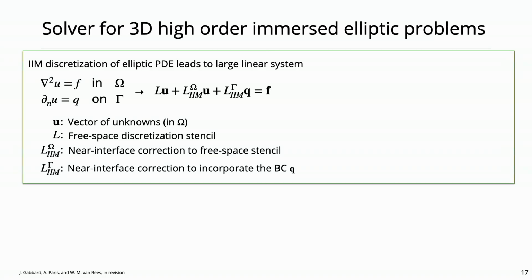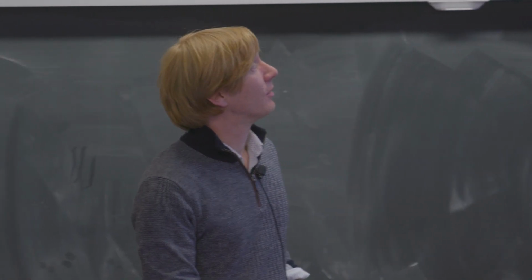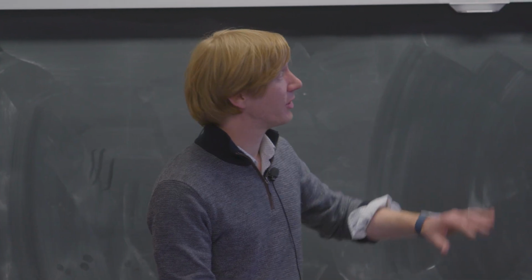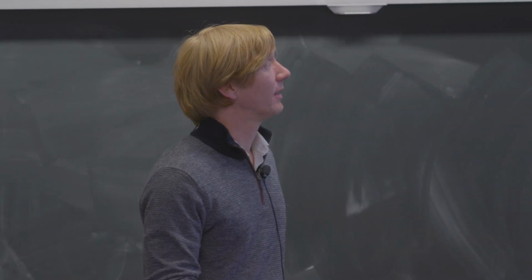we have something like this, where the del squared U is equal to F, and then a Neumann boundary condition or a Dirichlet boundary condition on an immersed boundary. After we do the IAM discretization, what this gives is essentially a big linear system where we have the free space discretization stencil as if there's no boundary, and then we have some local corrections that apply both to the solution and to the boundary condition vector.